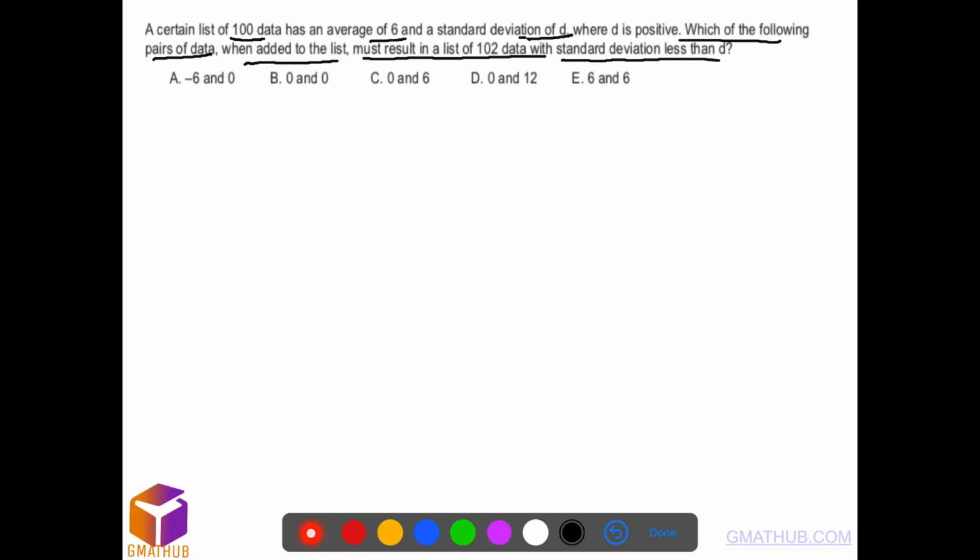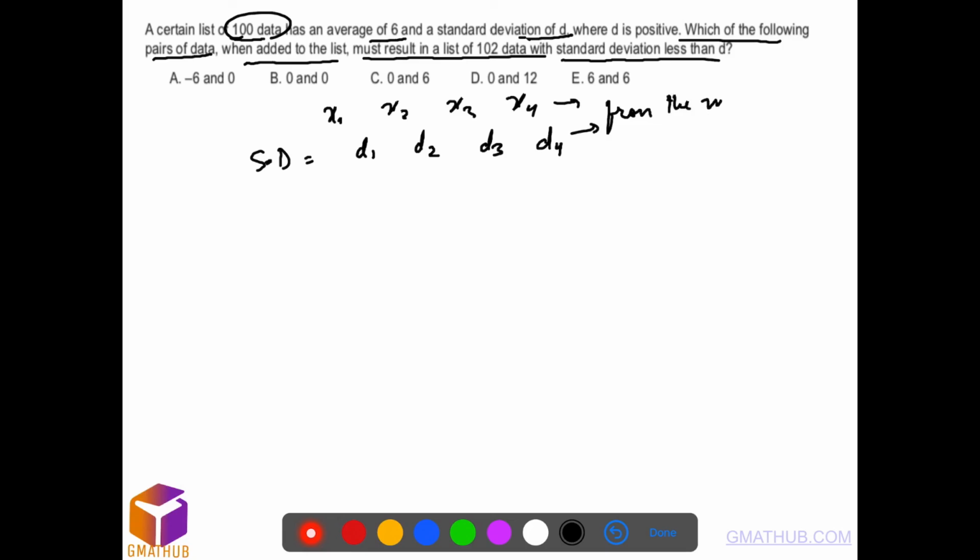So let's say x1, x2, x3, x4, these are 4 terms. Okay, so instead of 100, let's say there are 4 terms. So standard deviation is given by D1, D2, D3, D4. These are deviations of each term from the mean. So for all practical purposes, standard deviation is average of all deviations. So this is your standard deviation.